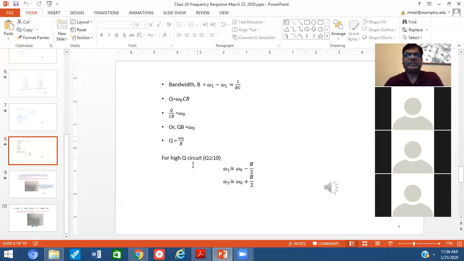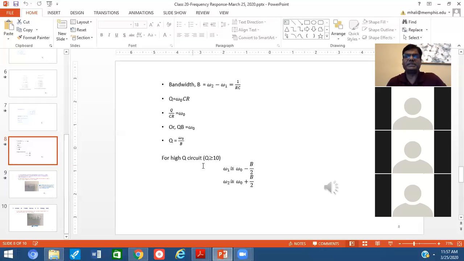Okay, and then this is another catch point. Everybody see, I have written for high quality circuit. So you remember in last class, I was telling you high quality circuit means when the value of Q is greater than or equal to 10. So if the Q value is greater than or equal to 10, that means it is high. So the bandwidth B will be very narrow. There will be huge sharpness in the characteristic curve.